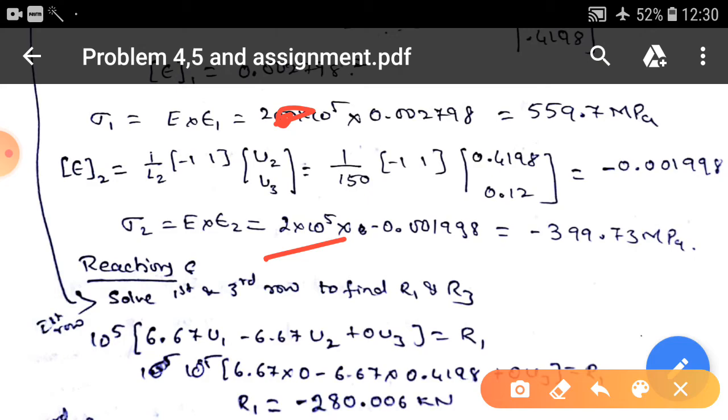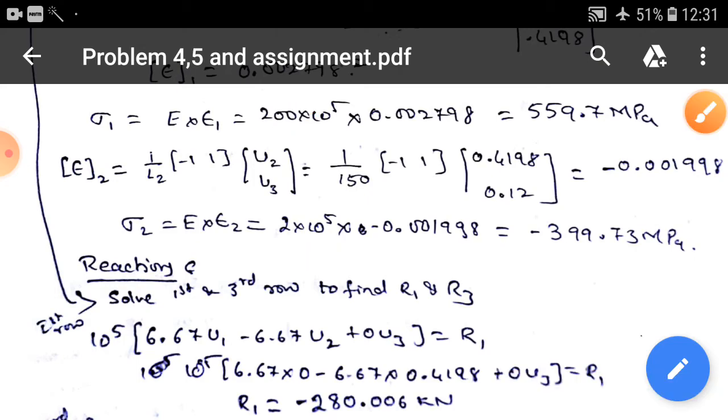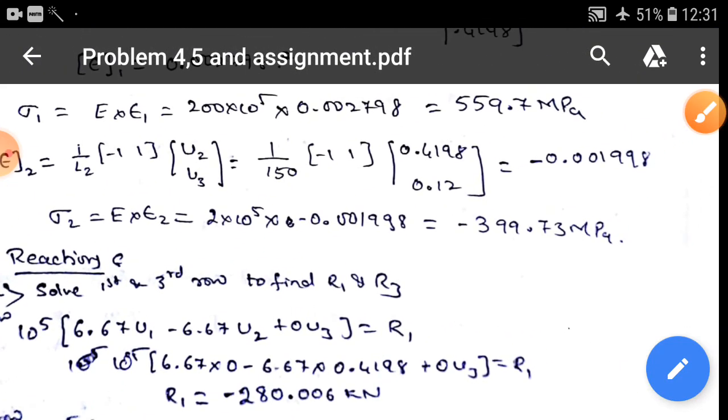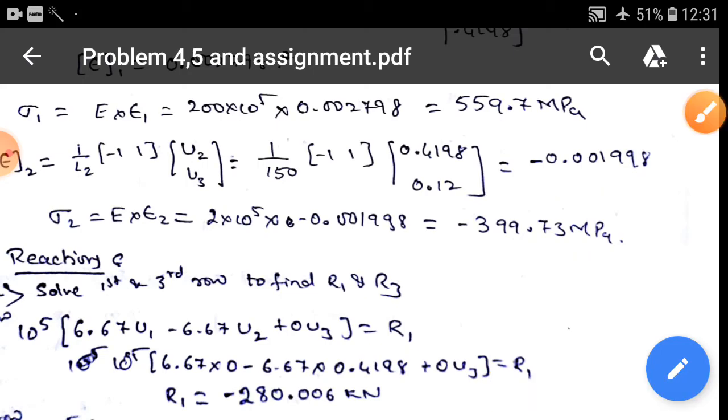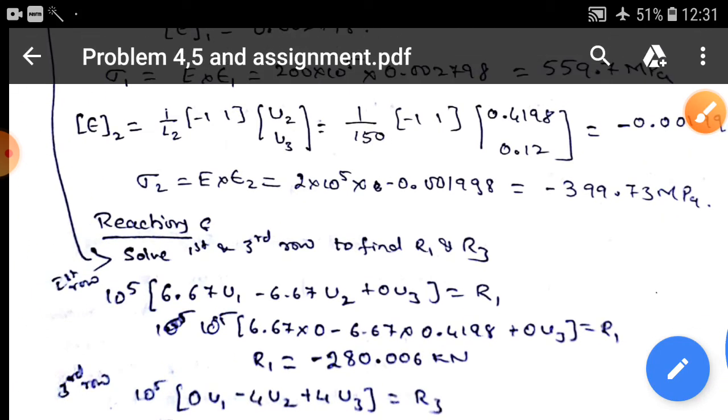Strain in the second element is 1 divided by 150 times (u3 minus u2), where displacement u2 is 0.4198 and u3 is 0.12. Simplify it, you will get a negative strain and negative stress, that is sigma 2 is E into epsilon 2. This negative is because it is compressive now. It is now compressing that second element.